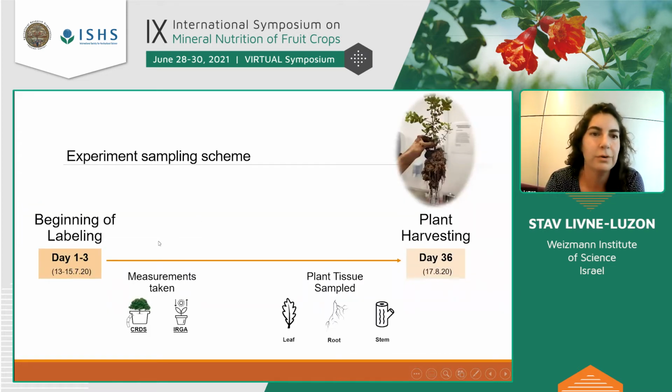Just to walk you briefly through the sampling scheme. We label the plants for 3 days, and then for the next consecutive 36 days, until plant harvest, we sample the different plant tissues, including the leaves, the roots, and the stems. We also measure the photosynthetic ability of the plants using an infrared gas analyzer, and we analyze the C13 in the different plant tissues and in the soil compartment using cavity ring-down spectroscopy.